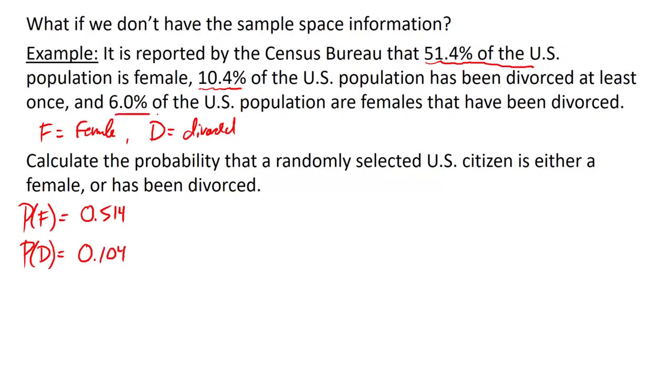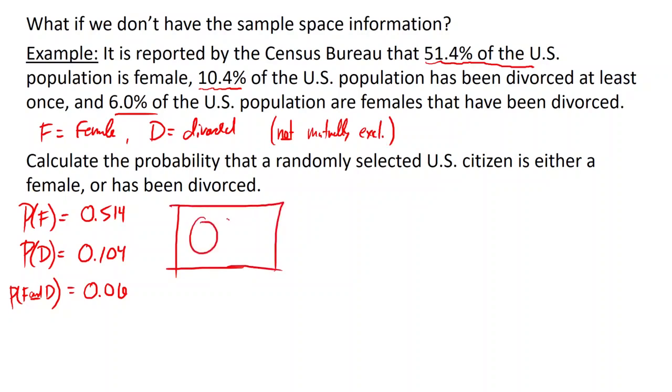Now, what's this number right here, this 6%? What does it describe, though? It's the overlap, right? It's the probability of female and divorced. Okay. So what you have here is a situation where F and D are not mutually exclusive, because there are people that are both. Right? So if you think about the Venn diagram, right here, there's 6% in the middle.